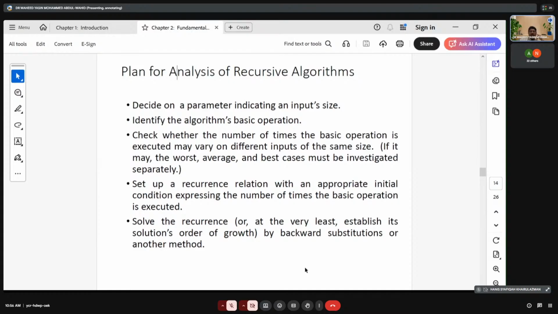Plan for analysis of recursive algorithms. Decide on a parameter indicating the input size. Define the algorithm's basic operation. Check whether the number of times the basic operation is executed may vary on different inputs of the same size. If it may, the worst, average, and best cases must be investigated separately. Set up a recurrence relation with an appropriate initial condition for the number of times the basic operation is executed. Solve the recurrence, or at the very least establish its solution's order of growth, by backward substitution or another method.